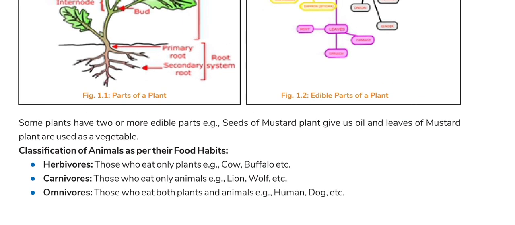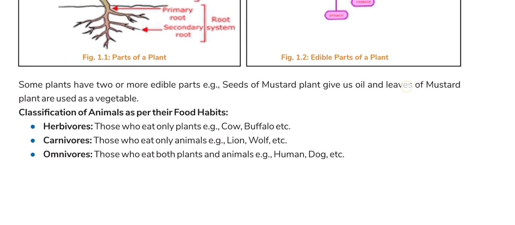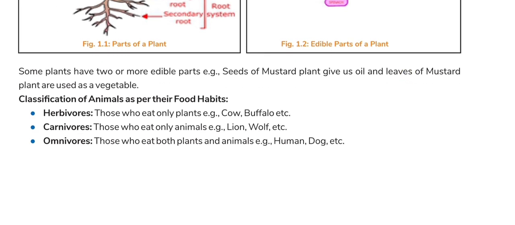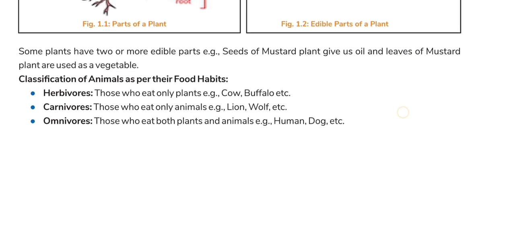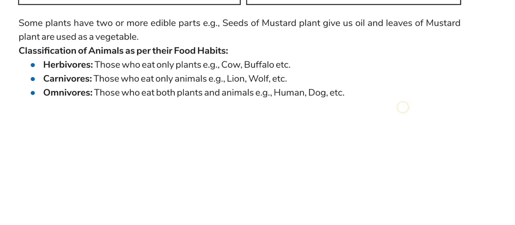Classification of animals as per their food habits. Herbivores. Those who eat only plants, e.g., cow, buffalo, etc. Carnivores. Those who eat only animals, e.g., lion, wolf, etc. Omnivores. Those who eat both plants and animals, e.g., human, dog, etc.